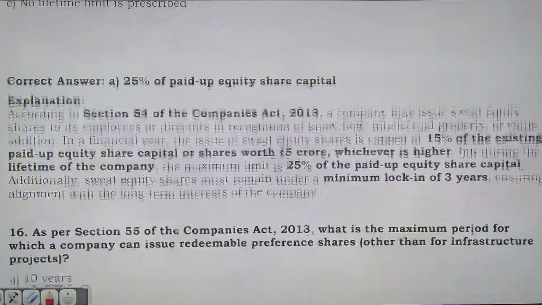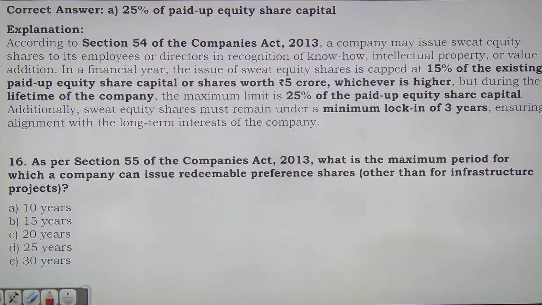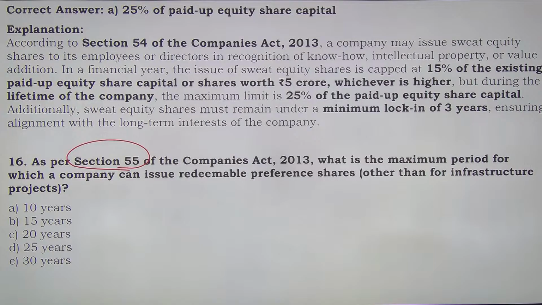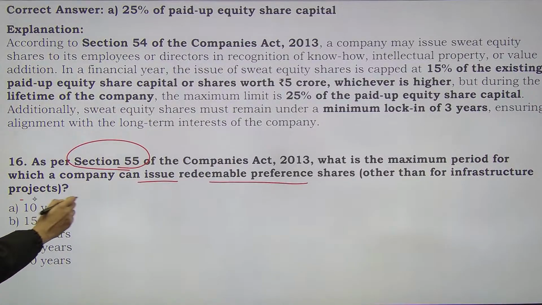Now we are moving forward to the next question. Next question is question number 16, which is asking you कि as per section number 55 of the Companies Act, what is the maximum period for which a company can issue redeemable preference shares, ठीक है, other than an infrastructure company? So redeemable preference shares can be issued, ठीक है.